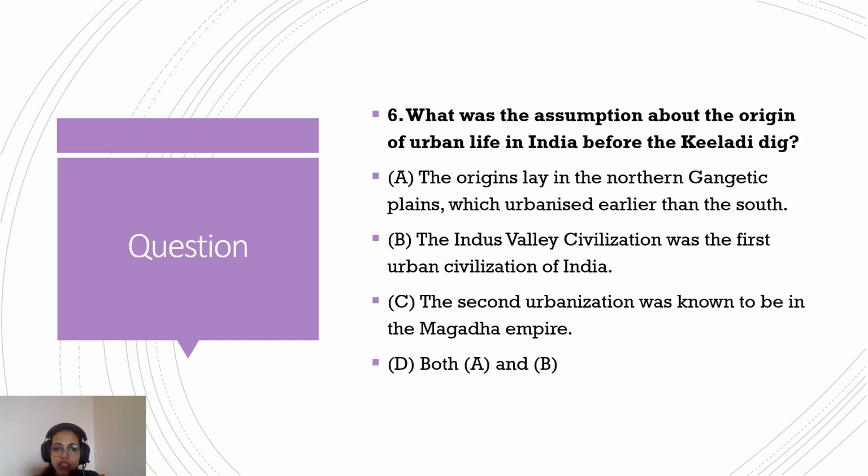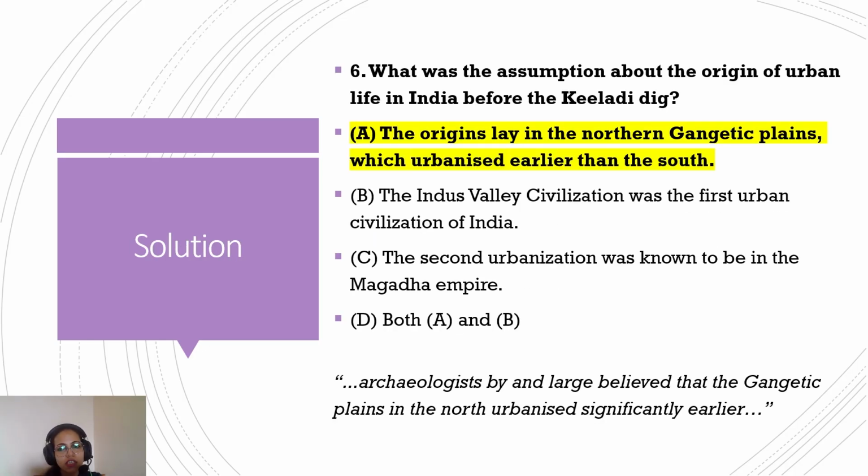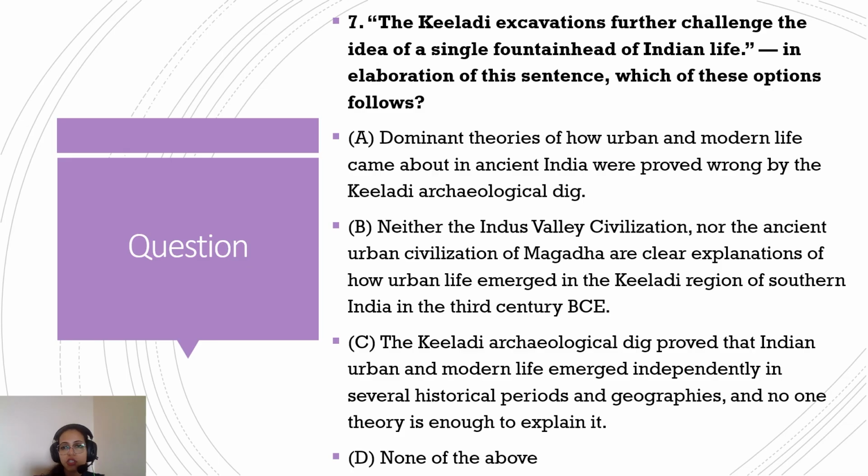The assumption about origin is option A, the origins lay in the northern Gangetic plains, which urbanized earlier than the south. This was the assumption about the origin. So, option A is the correct option. Question 7. The Kiladi excavation further challenged the idea of a single fountainhead of origin of life. So, we know what the single fountainhead idea is, that there is one single origin in northern India, and from northern India, everything spread to the rest of India. That is one single fountainhead of Indian life. So, this is being questioned by the Kiladi excavation.